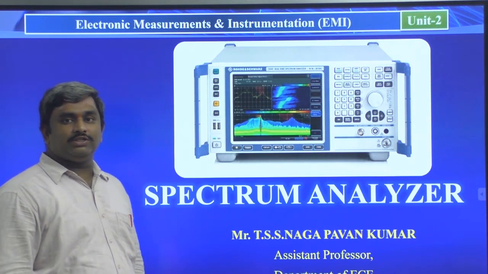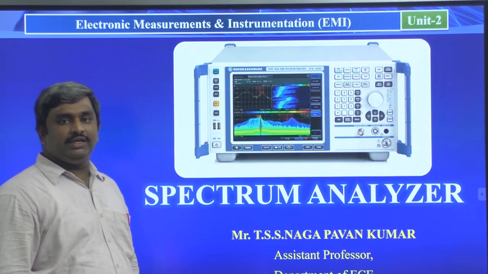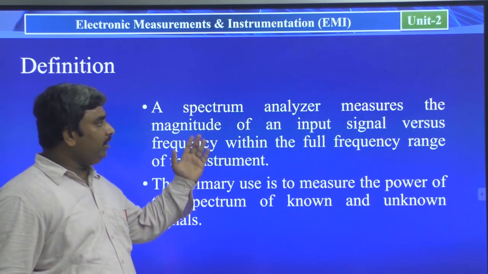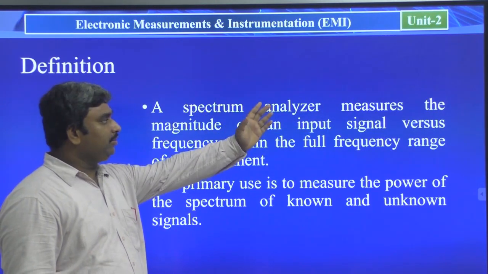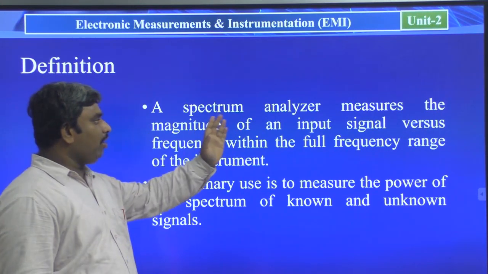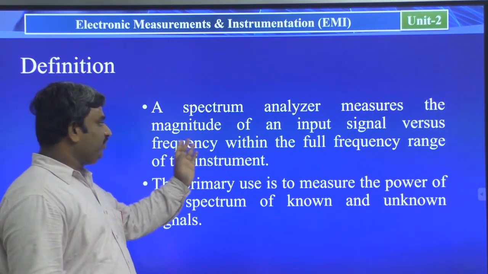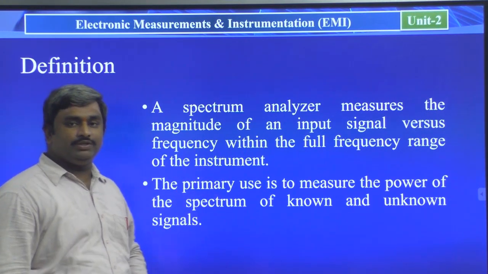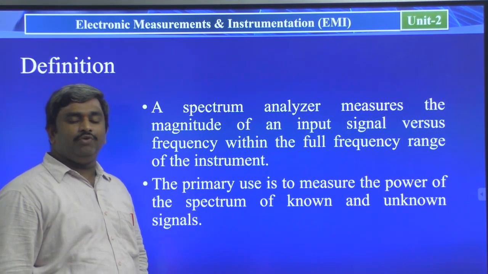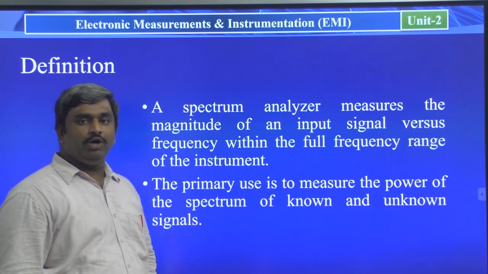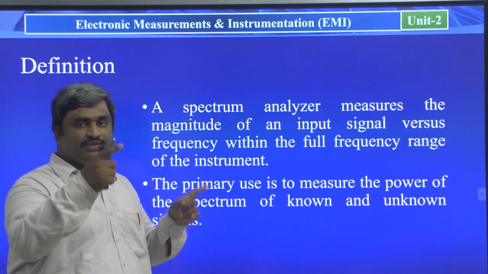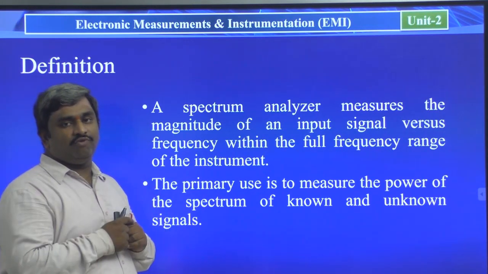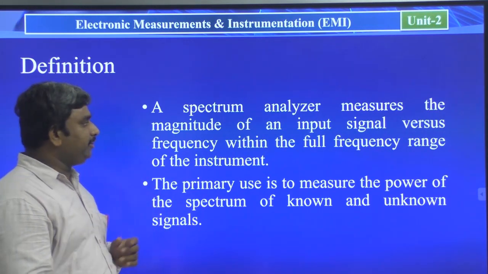Let us see the concept of spectrum analyzer. First, see the definition of spectrum analyzer. A spectrum analyzer measures the magnitude of an input signal versus frequency within the full frequency range of this instrument. So whatever instrument's frequency response you are going to measure, you can measure the complete frequency range of the instrument with its response of magnitude information or amplitude information.